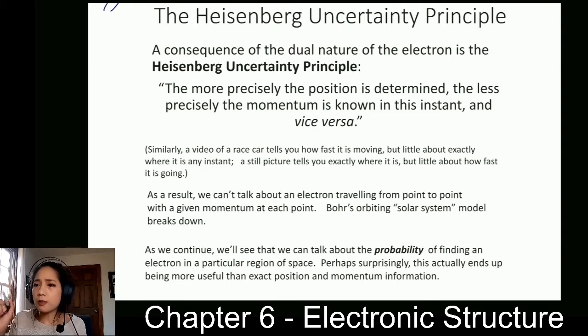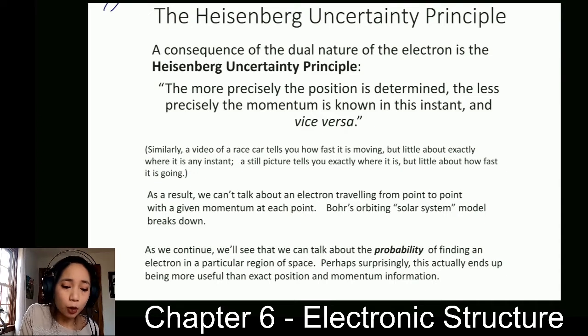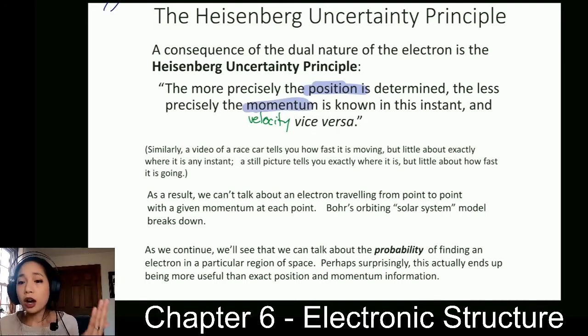So for electrons, the more precisely we measure where they are, the less we know about how fast they're going. It's this balance between position and momentum, or speed. Just remember, momentum is like velocity or speed, and we can't know both with 100% certainty at the same time. We kind of know its position, and we kind of know how fast it's going. It's a balancing act: we can't know one for certain without losing accuracy in the other.